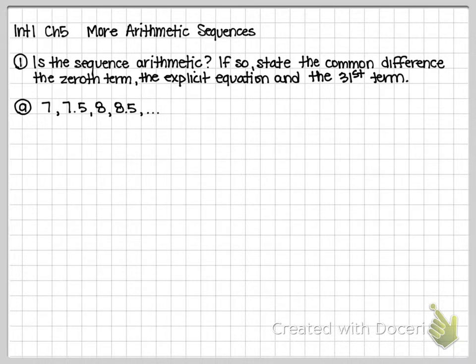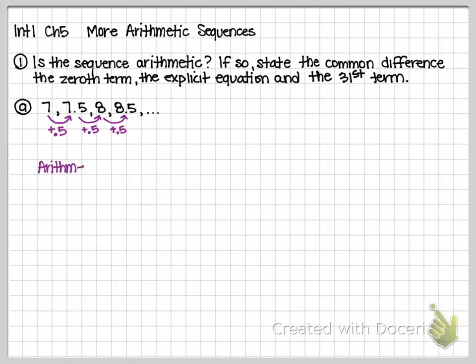So the first thing we need to do is even determine if it is arithmetic. Remember, arithmetic means that you are adding or subtracting the same number from one term to the next. If we want to go from 7 to 7.5, I believe that's an addition of 0.5. If this is arithmetic, every single one of them has to be plus 0.5. 7.5 plus 0.5 gives me 8, and 8 plus 0.5 gives me 8.5. So yes, this is arithmetic.